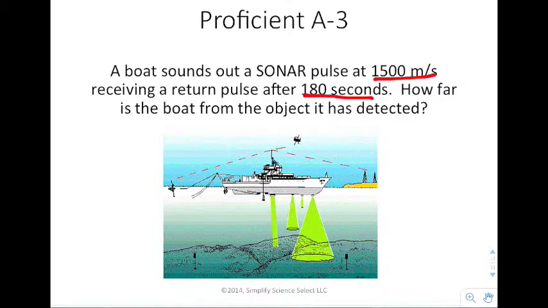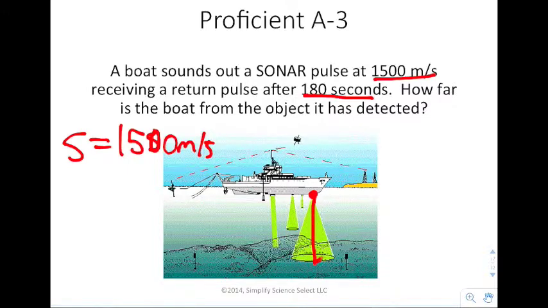So the first thing I want to write down is the fact that I have a speed of 1,500 meters per second. Now, if I want to draw this out, when I send the sonar pulse out, it goes down, it strikes the surface, and then it comes back.